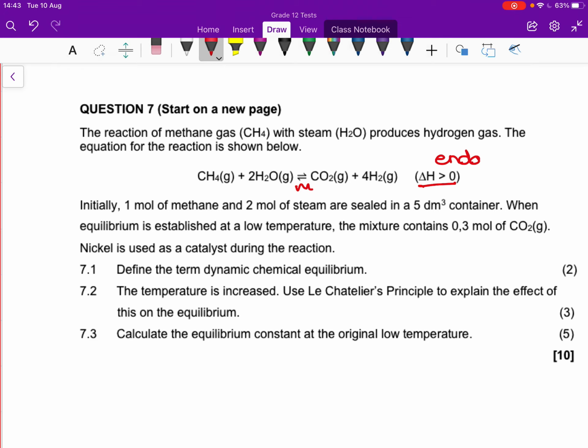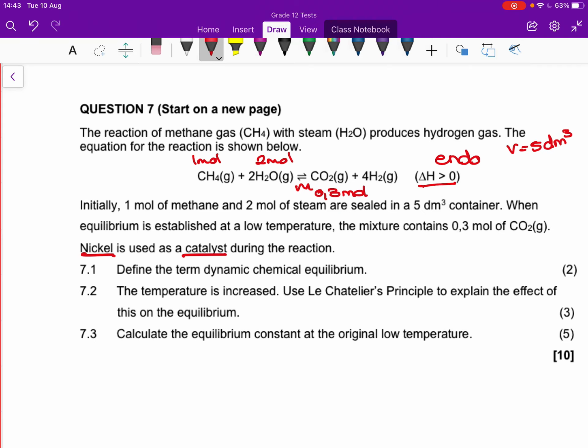is greater than 0. Initially, we have 1 mole of methane, 2 moles of steam in a 5 decimeter cubed container. When equilibrium is established at a low temperature, the mixture contains 0.3 moles of CO2. Brilliant. And then they tell me nickel is a catalyst. Perfect. First question, define the term dynamic equilibrium.